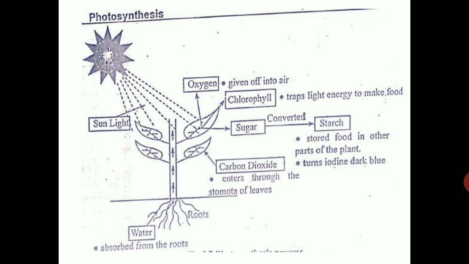This process is done by the leaves mainly because they contain a green element called chlorophyll, which traps the light energy to make food. This starch is stored food in other parts of the plant. Whatever food is produced as starch helps in growing the stem, leaves, everything. And the carbon dioxide enters the leaves through the stomata.